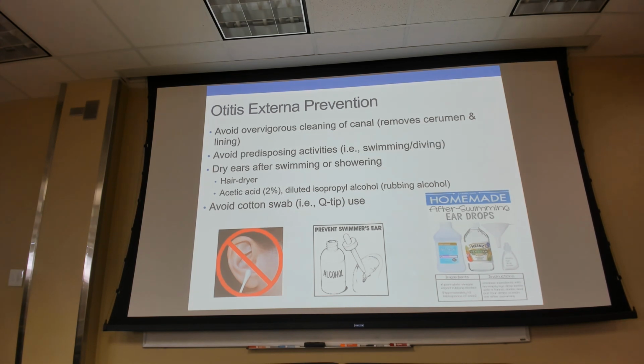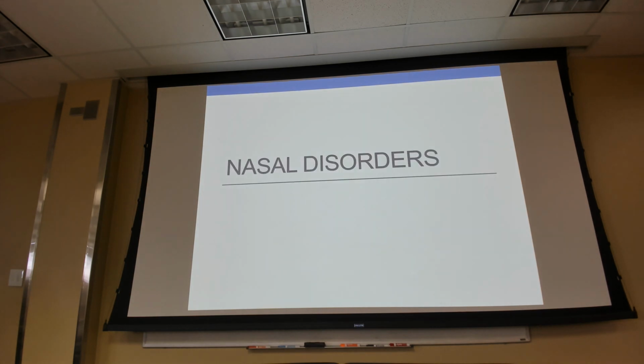The other thing that I will tell families to do is use some sort of drying agent. So you could put a small amount of rubbing alcohol or isopropyl alcohol in there after swimming, after showers, or use the cool setting of the hair dryer to dry the ear. If you use the hot setting, it's too hot.